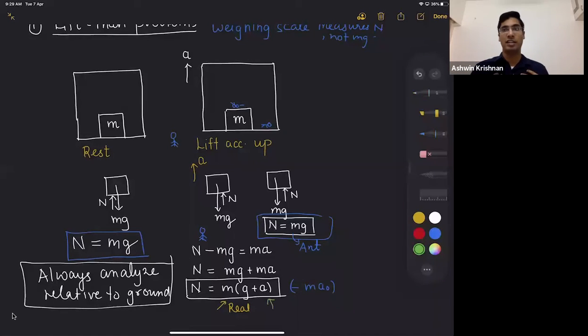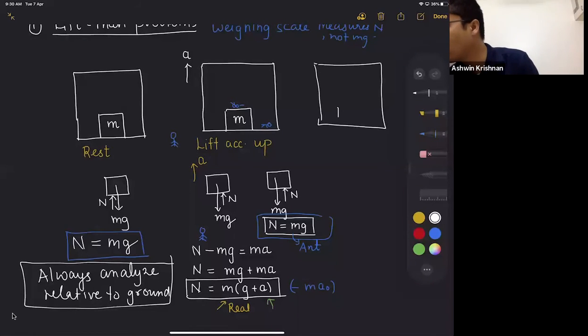So let's say my weight is 100 Newton and I'm accelerating by 5 meters per second squared. I will actually feel an extra weight. And you also feel that when you're in the lift. When the lift moves up, you feel that your body is pressing down, right? And hence you feel heavier. And the reverse happens when the elevator is moving down.